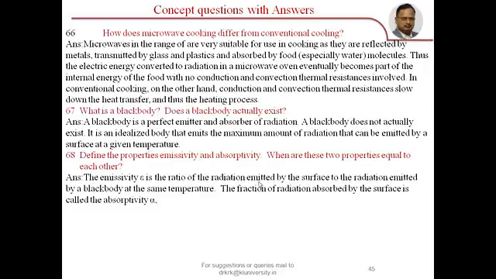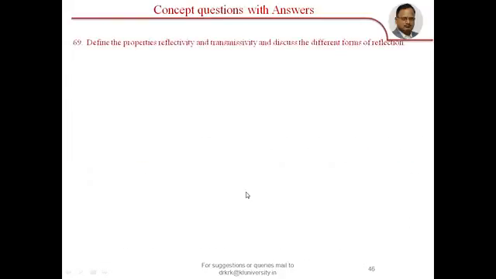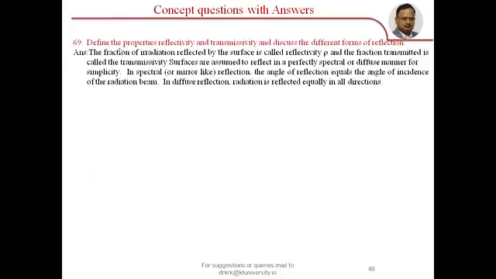Emissivity is the ratio of radiation emitted by a real surface to that of radiation emitted by a black body, and the fraction of energy absorbed to that of total incident energy is known as absorptivity. When the surface temperature is equal to the temperature of the source of radiation, that is under thermal equilibrium, the total hemispherical emissivity of a surface is equal to the total hemispherical absorptivity of radiation coming from a black body at the same temperature. Indirectly it represents Kirchhoff's law.